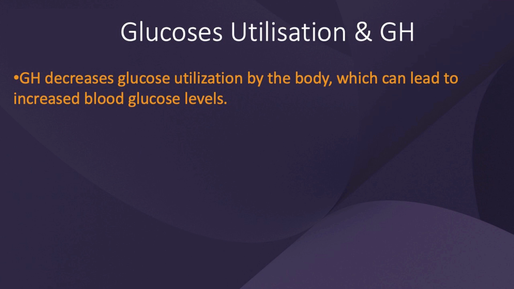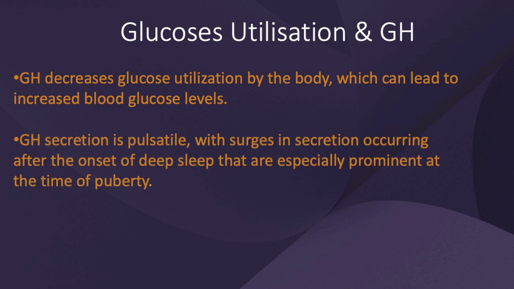Briefly discussing each point. Firstly, growth hormone decreases glucose utilization by the body, which can lead to increased blood glucose levels. Growth hormone secretion is pulsatile, with surges in secretion occurring after the onset of deep sleep that are especially prominent at the time of puberty.